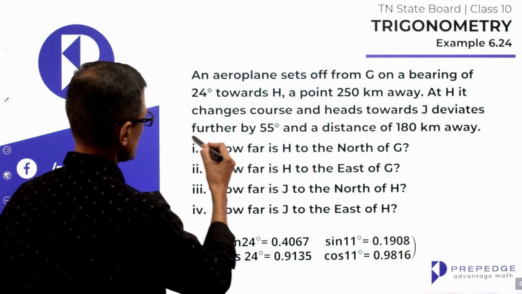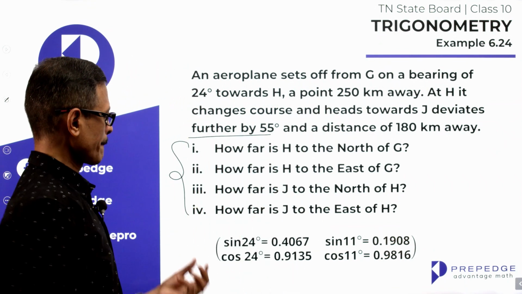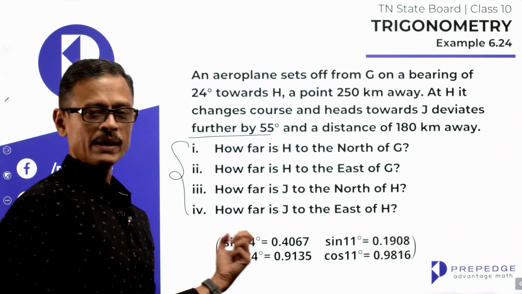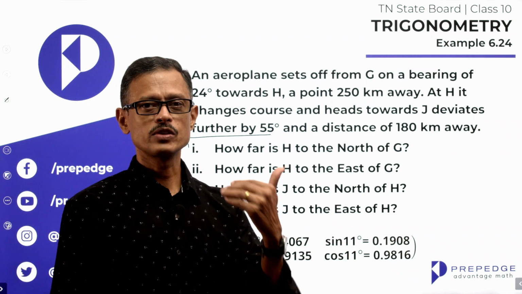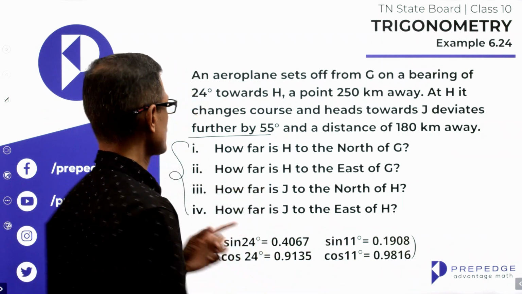All this is already given. The 4 questions we need to find are here. So we are given the values of sin 24, cos 24, sin 11, cos 11, which we will use. Let's start with the first of the questions.